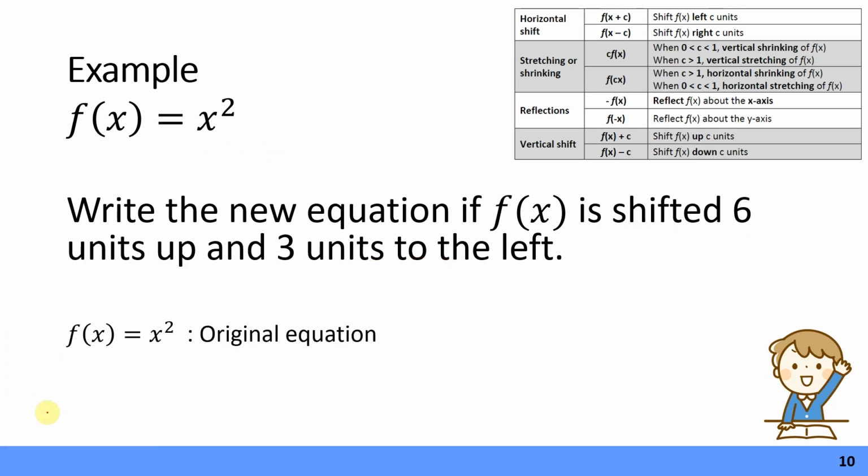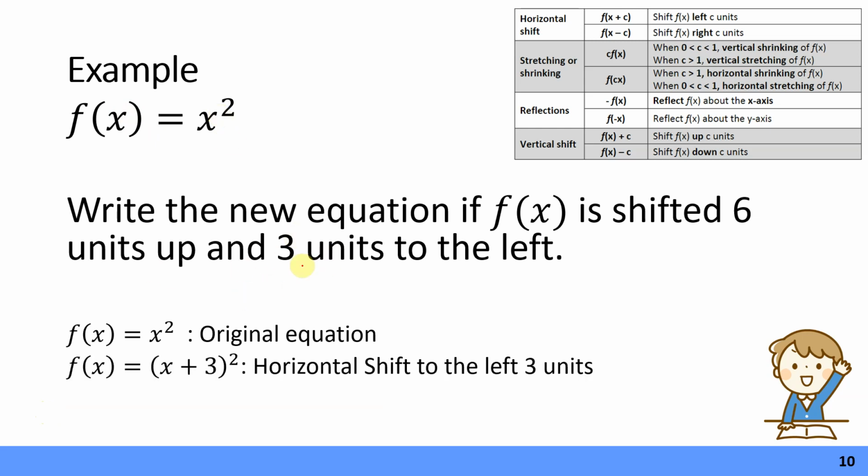So this is my original equation. Always start with the original, right? So the original one is x squared. Now there's 2 transformations, so let's go ahead and start with the first one. Remember, we always start with horizontal shifts. They told us horizontal is left to right. So they told us we were supposed to move the graph 3 units to the left.